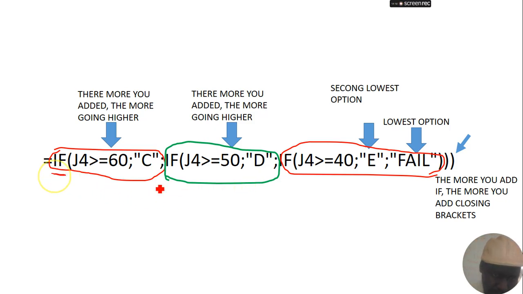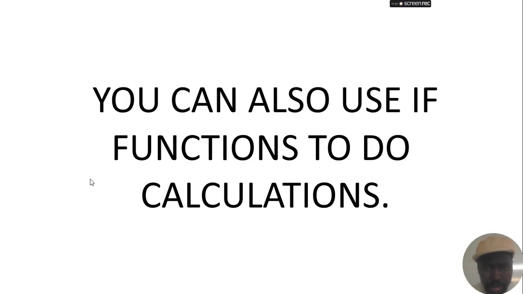So this is the first if, the second if, and the third if. The closing brackets must be 4. They must be 3 because you've got 3 ifs. This one here, this one here, this one here. Okay, you can use a function to do calculation as well.